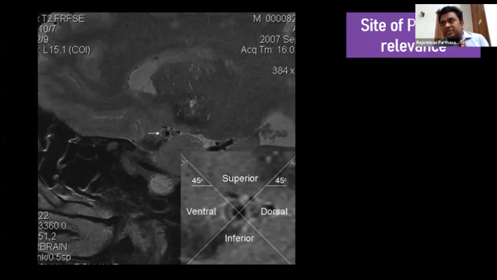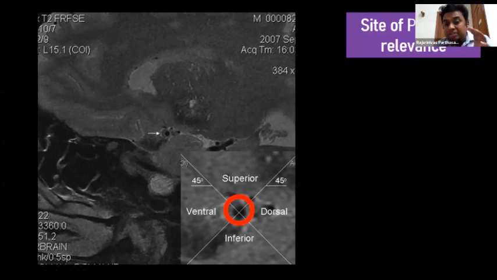Now that we have discussed that, we need to know which wall of the artery is prone to form this plaque, what determines plaque formation, and which quadrant of the vessel is involved. So let's look at this sagittal section through a middle cerebral artery. This is a T2 sagittal section.